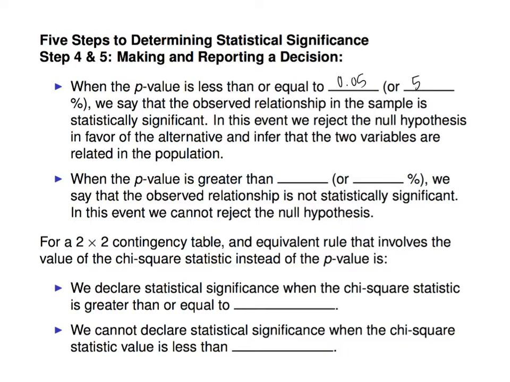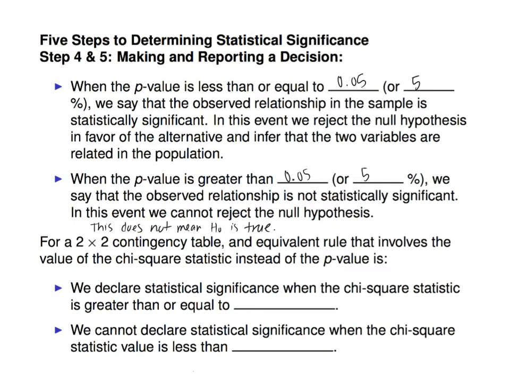When the p-value is greater than 0.05 or 5%, we say that the observed relationship is not statistically significant and we cannot reject the null hypothesis. One thing to note is that this does not mean the null hypothesis H0 is true. You actually never, ever conclude that the null hypothesis is true. You just conclude that you can't reject it. So there's insufficient evidence to reject the null hypothesis. You just don't know.